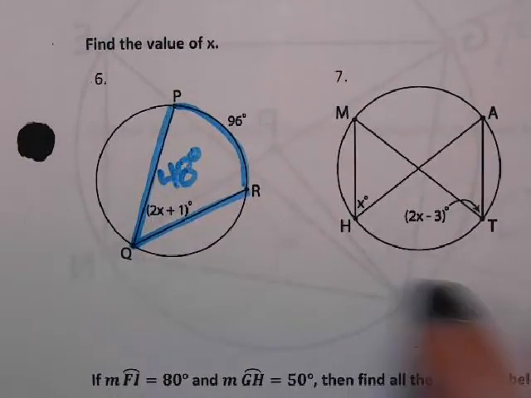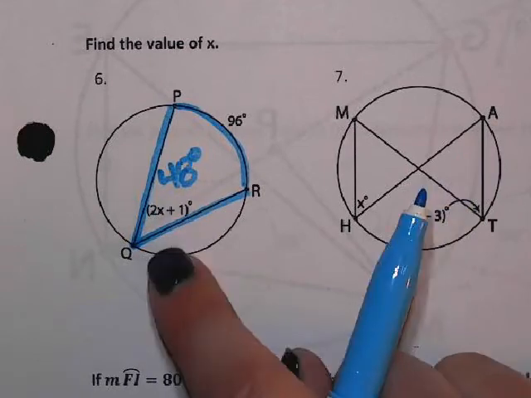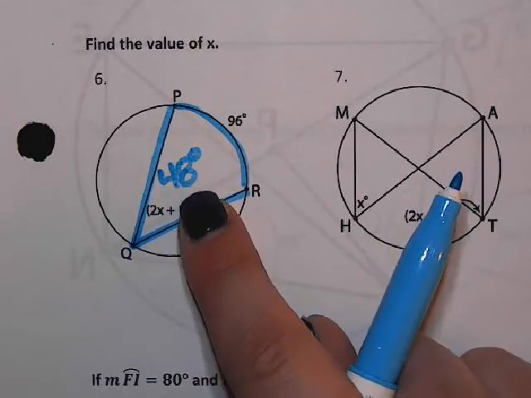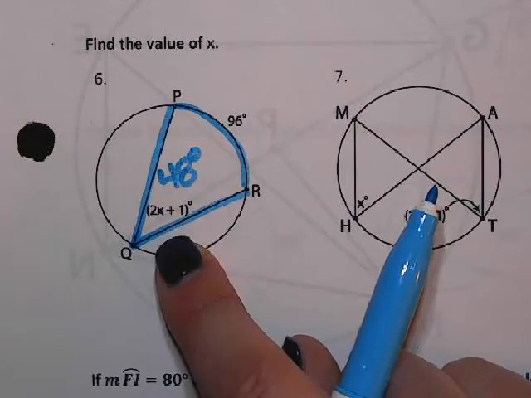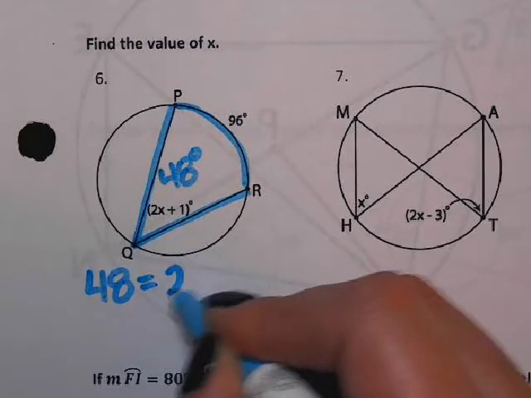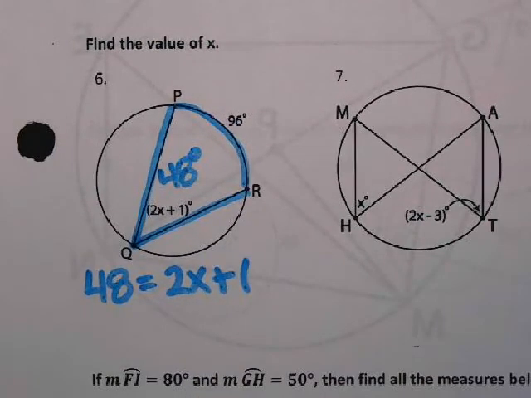And the angle is 48, but the angle is also 2x plus 1. So if the angle is 48 and it's also 2x plus 1, then we should just write 48 equals 2x plus 1, and we have to solve it. All right. When you do solve it, you're going to get a decimal, and that's okay.